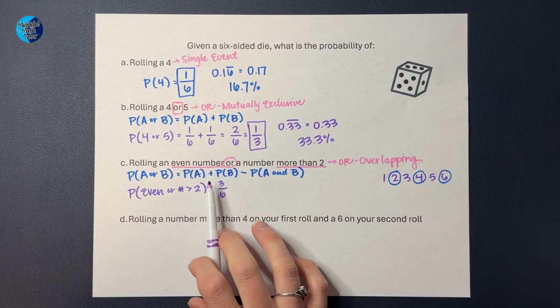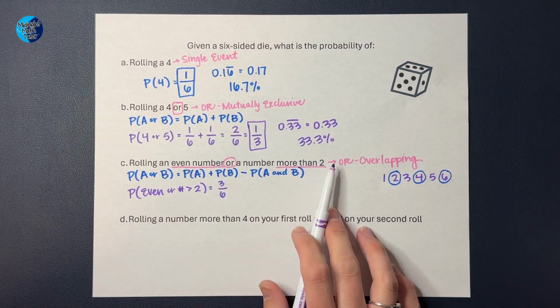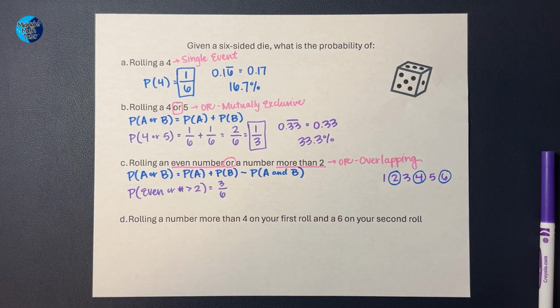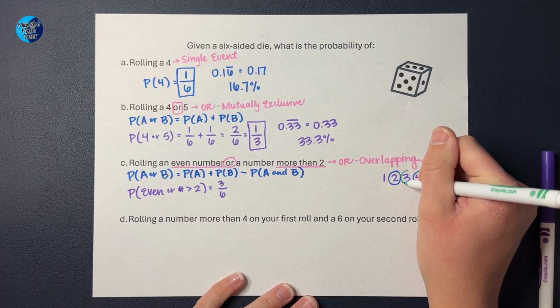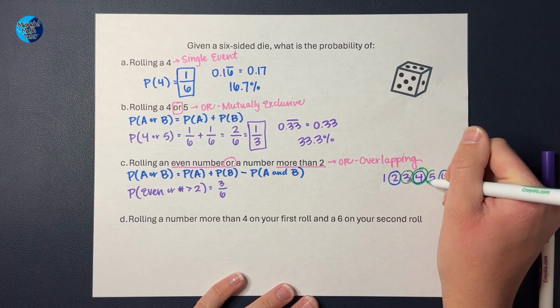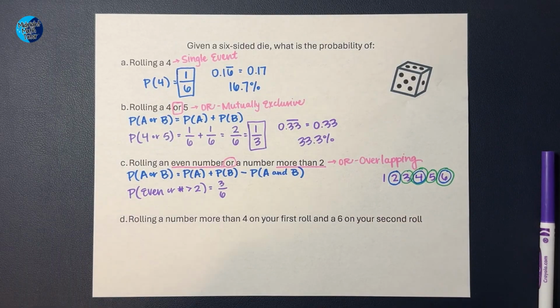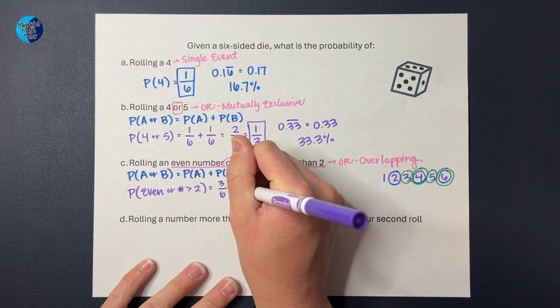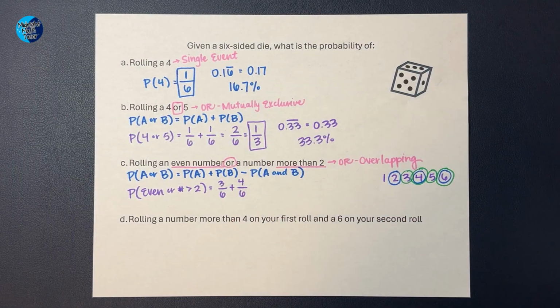All right, then we are going to add the probability of rolling a number that is more than 2. So how many of these numbers are more than 2? Well, 3, 4, 5, and 6 are all more than 2. So we're going to add 4 out of those 6 numbers are more than 2.